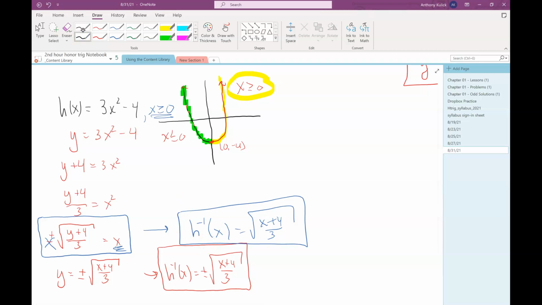So depending on what the directions are, whether they give you a restriction on the domain or they ask you to write the inverse function as opposed to just the inverse, you may need to restrict a domain or not, depending on what the directions say. Are we okay there?